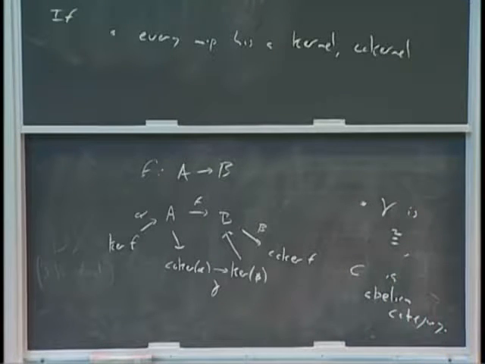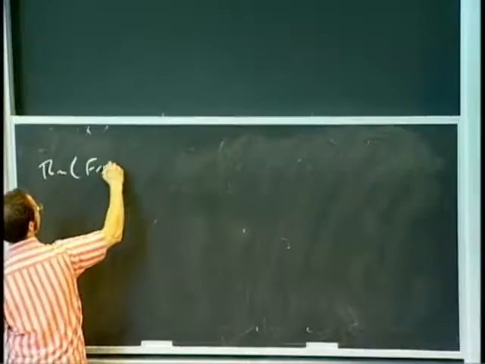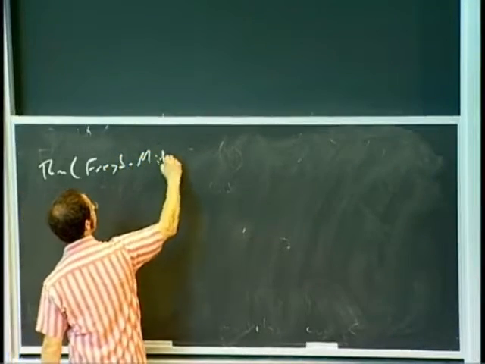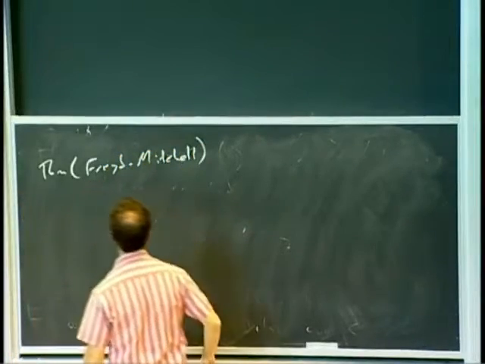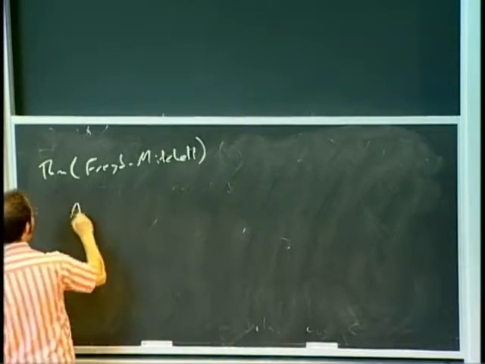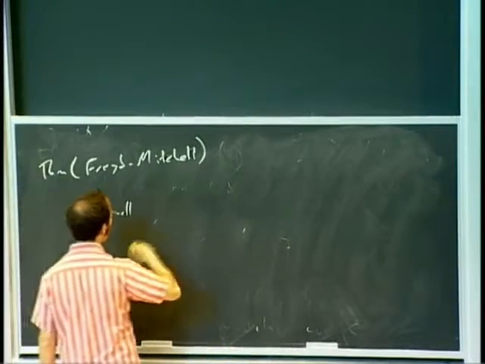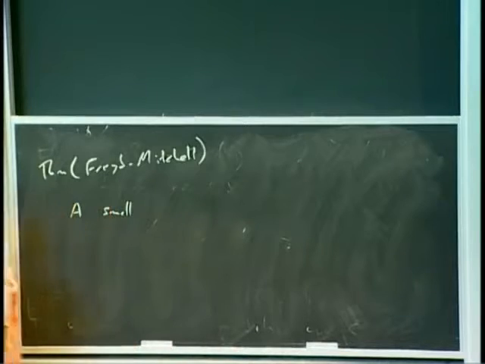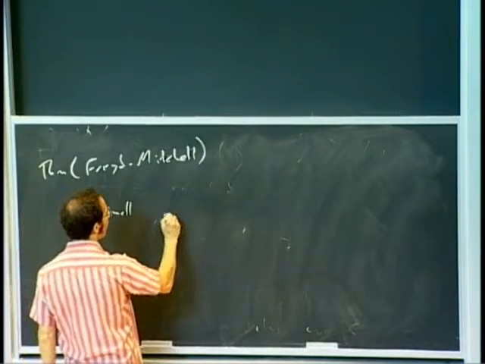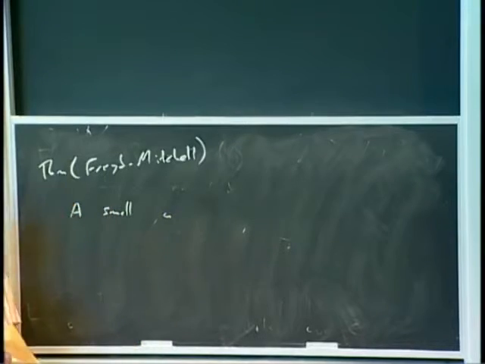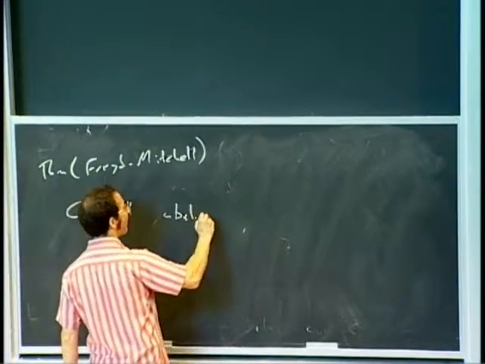So, theorem. Freyd-Mitchell. And let's say that C is a small abelian category. This is not the strongest form of the theorem, but it's good for us.